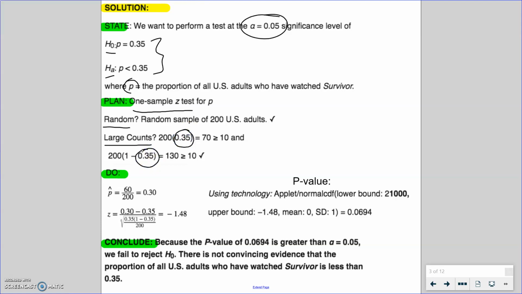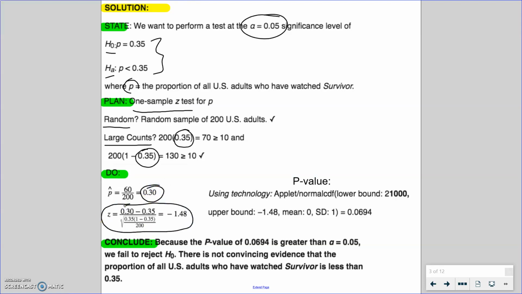Don't use p hat like we did for confidence intervals. If they give you the actual p-value, use that. If they don't, that's when you use your p hat. Now look at your do. That's just all the calculations. So here's our p hat.